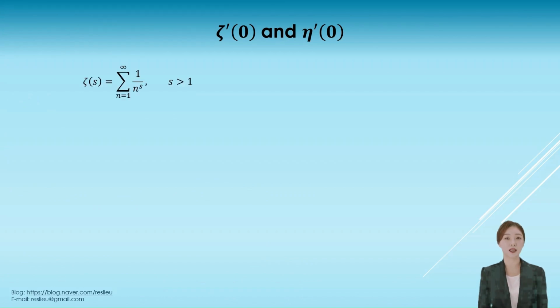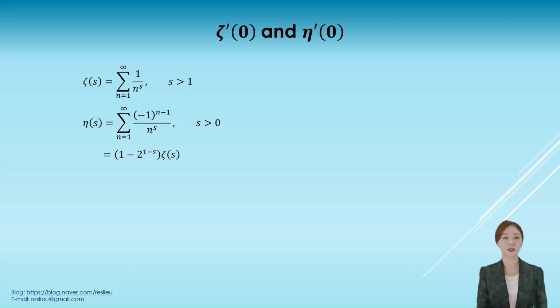The definition of the zeta function is to add 1 over n to the power of s from n equals 1 to infinity. The zeta function converges in the region where s is greater than 1. The definition of the eta function is to add and subtract alternatively 1 over n to the power of s from n equals 1 to infinity. The eta function converges in the region where s is greater than 0.